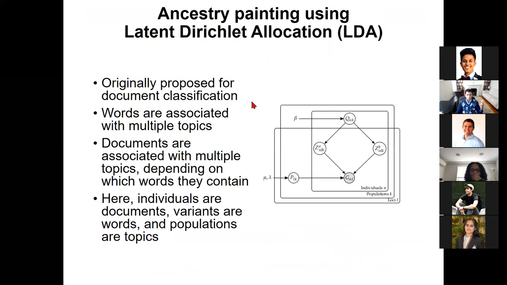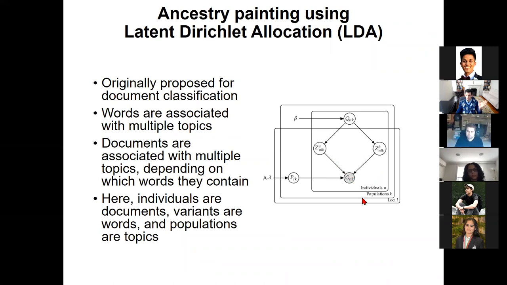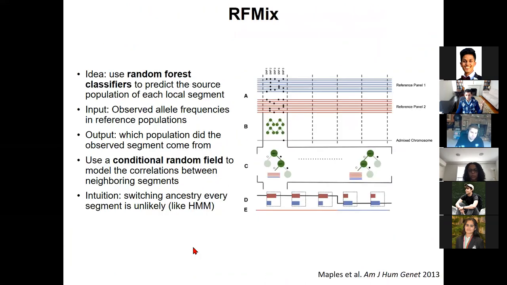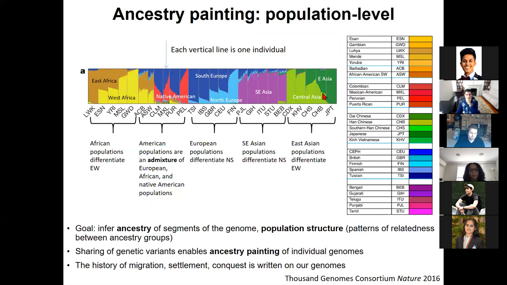So you can use this painting by using a latent Dirichlet allocation model and then assigning these topics, i.e. these ancestral population ethnicity backgrounds, to every segment of their genome as you scan through. So you can basically look at the ancestry mixture for that individual, the genotype frequency, and the corresponding populations. RFmix is one such program that basically uses a random forest classifier to predict the source population of each local segment using the allele frequencies in the reference populations, and then outputting which population every observed segment came from. So you can basically scan across using this conditional random field, which is kind of like an HMM, but it has conditional probabilities rather than generative models. And using that, you can basically paint every single individual as a column based on the fraction of their genome that can be assigned to each of those populations.